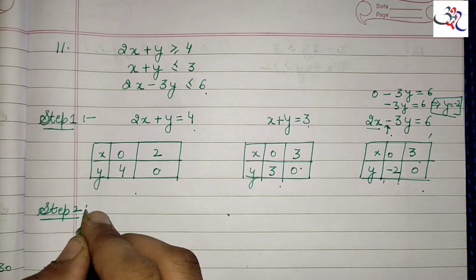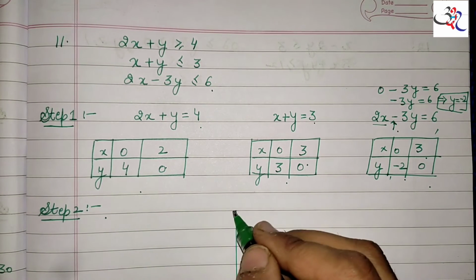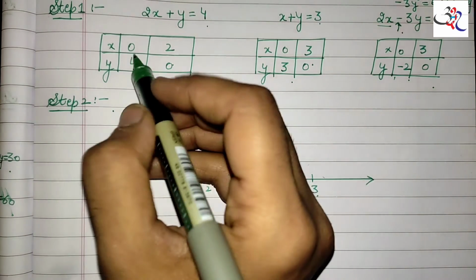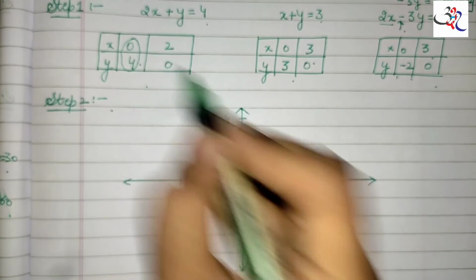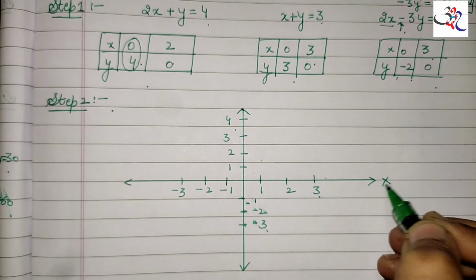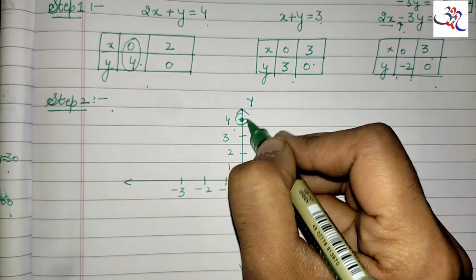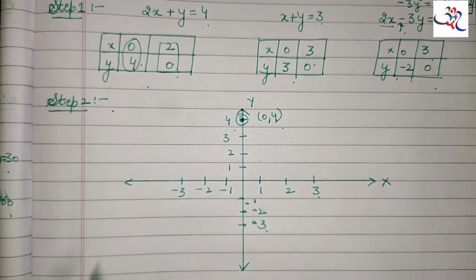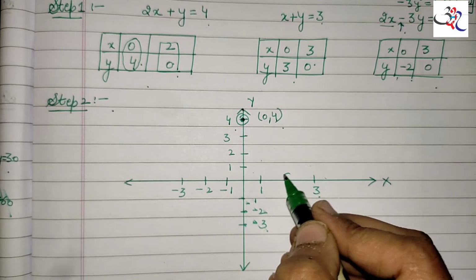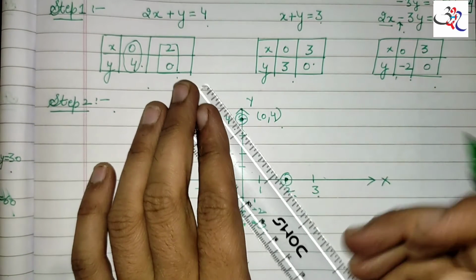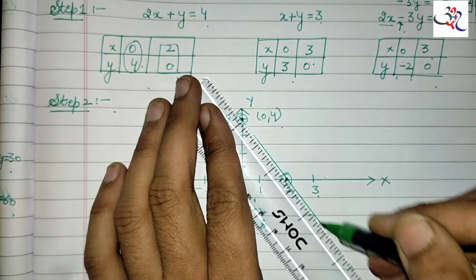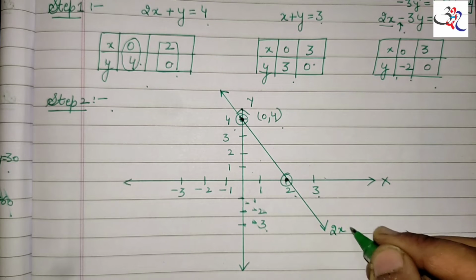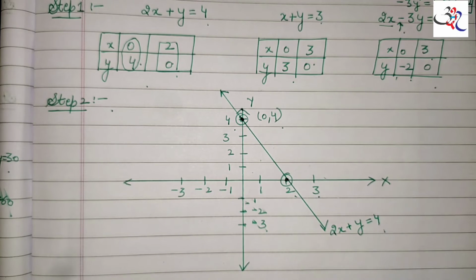So write down your step number 2 now. Step number 2 says that plot the points on the graph. Okay, so my first point is 0 comma 4. So x-axis is 0 and y coordinate is 4. This will be 0 comma 4. Then second is 2 comma 0, means x coordinate is 2 and y coordinate is 0. So join these 2 points. So you will get your equation for the first line, which is 2x plus y is equal to 4.